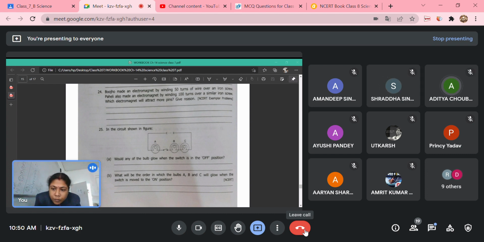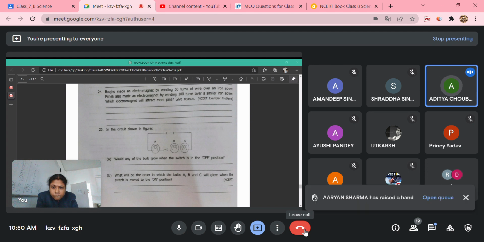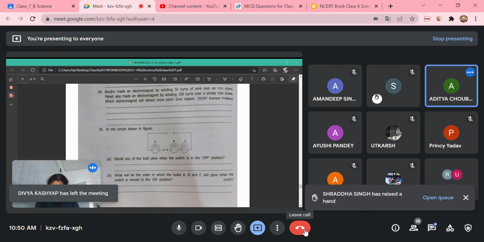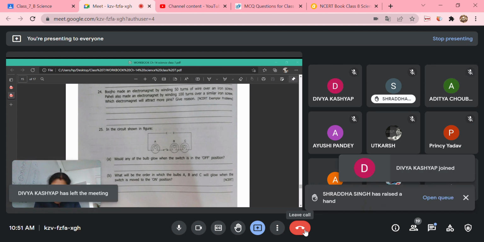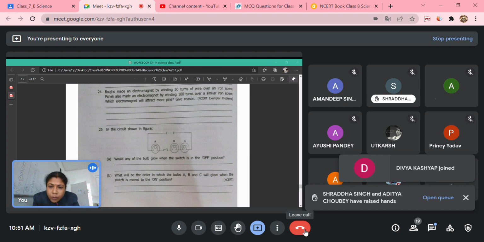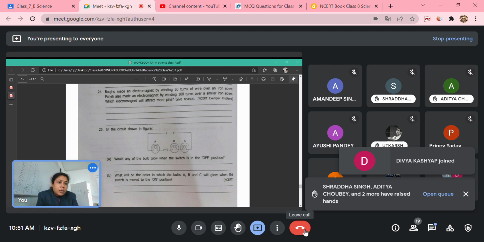Next one. Aditya, read the next one. Yes, ma'am. 25th. In the circuit shown in the figure, would any of the bulbs glow when the switch is in the off position?